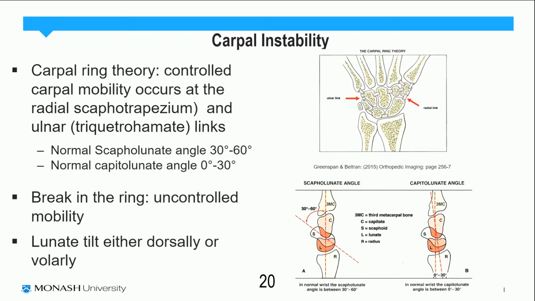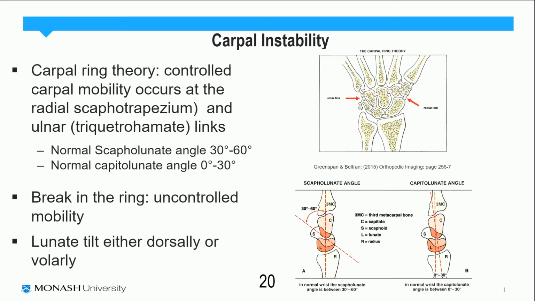Carpal instability has been described according to the carpal ring theory, and carpal mobility is controlled at the radial link, which is the scaphotrapezium, and the ulnar link, which is formed by the triquetrohamate links. A normal scapholunate angle should be between 30 to 60 degrees, and a normal capitolunate angle should be between 0 to 30 degrees. So the image at the top shows the links between the scaphotrapezium, the radial link, and then also the ulnar link, which is between the triquetrum and the hamate.